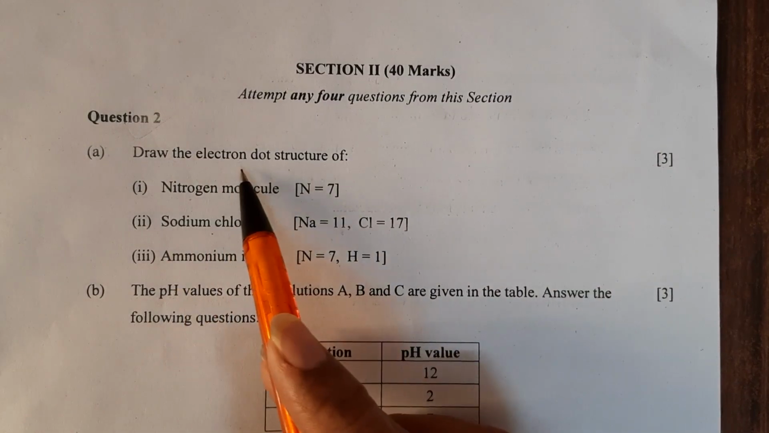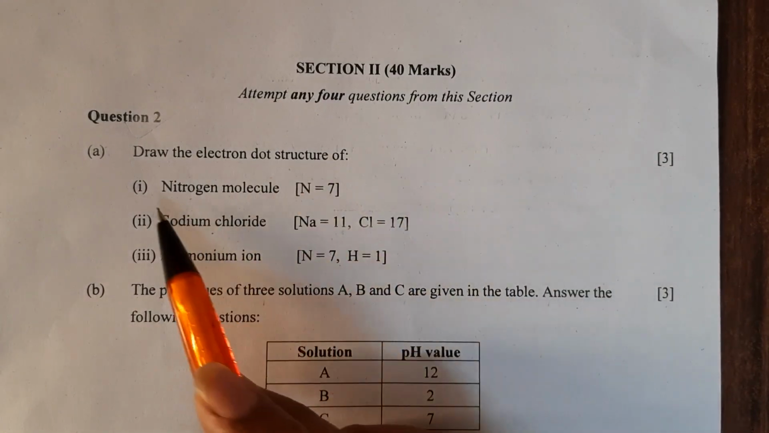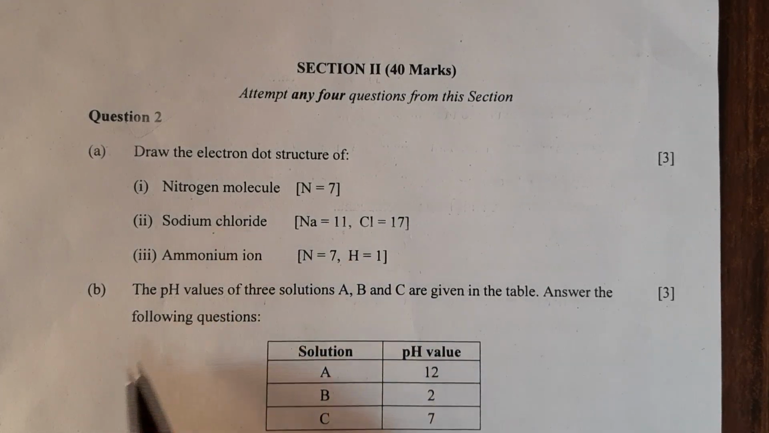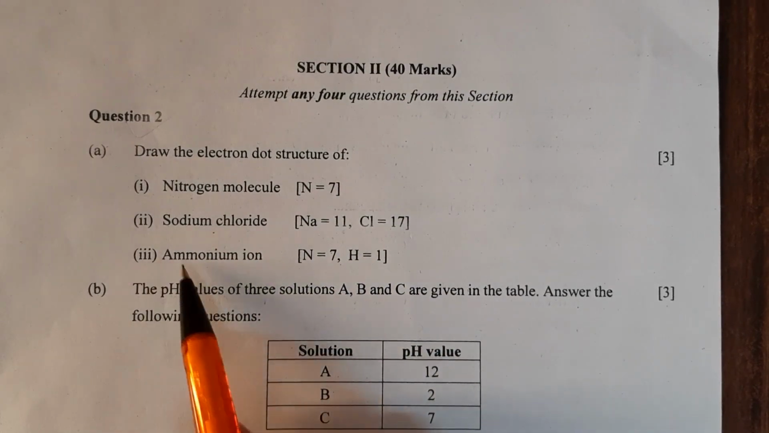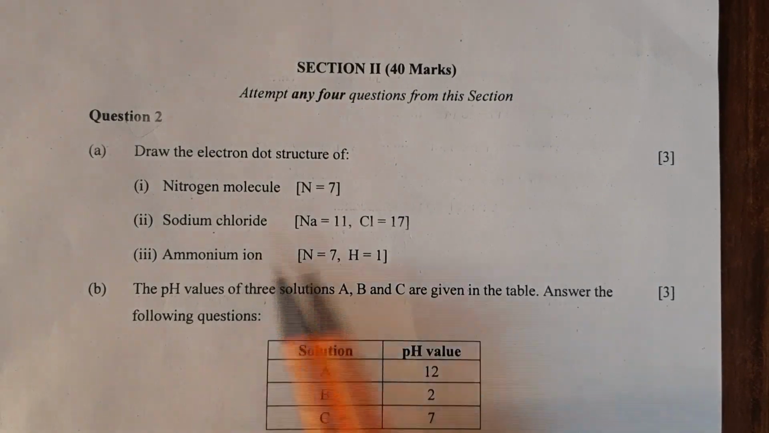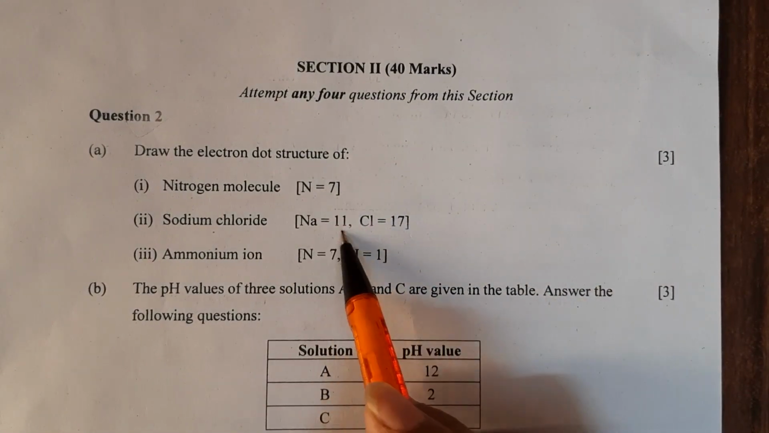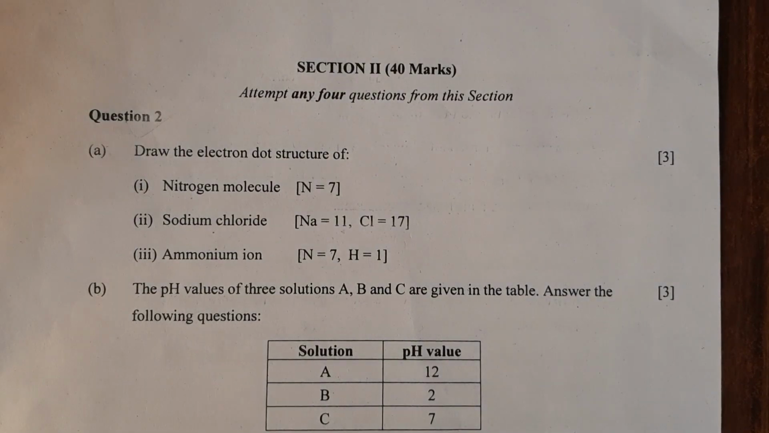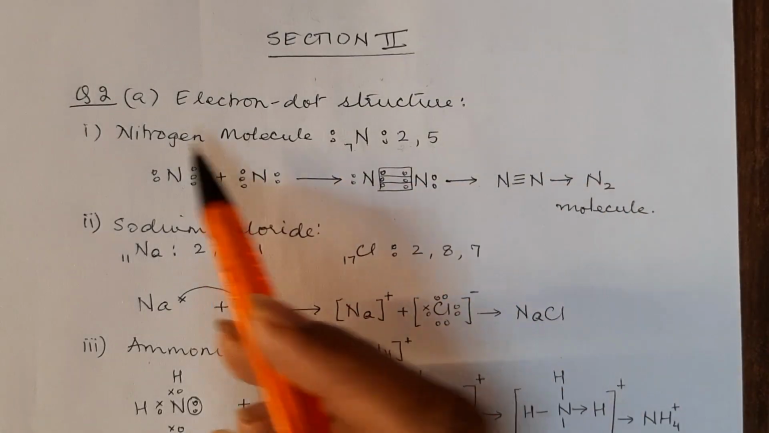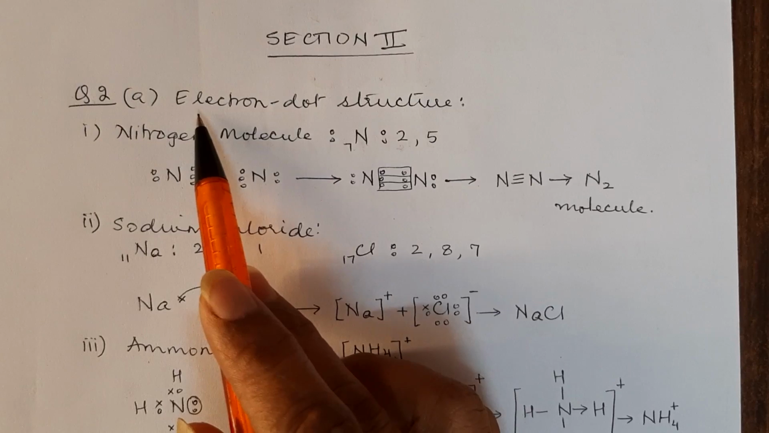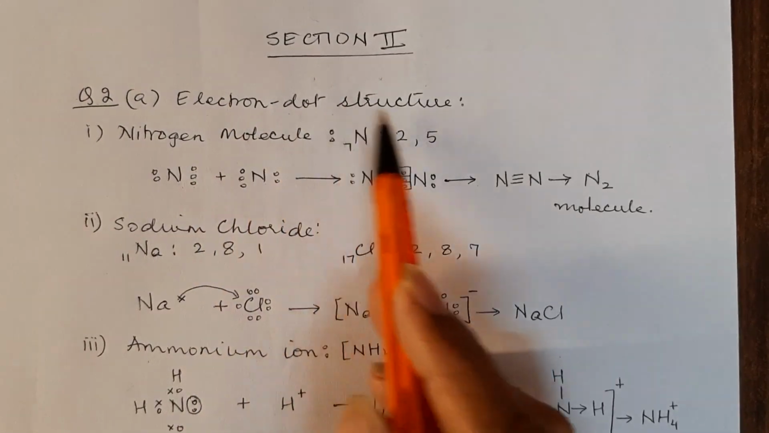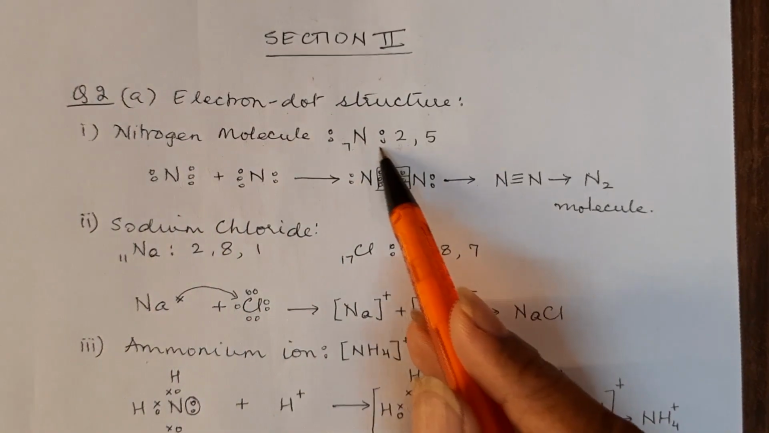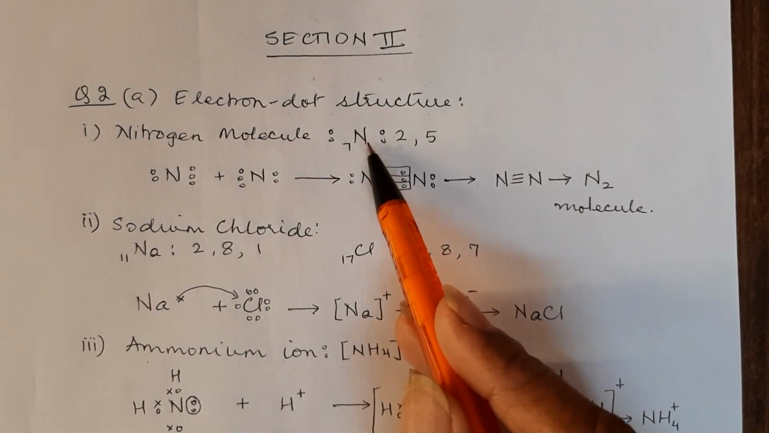It asks to draw the electron dot structure of number 1, nitrogen molecule, number 2, sodium chloride molecule, and the third one is ammonium ion. And here we have the atomic weights given and supplied. Let's see how we write this. So in our section 2, question 2A, we will write electron dot structure, and first one being nitrogen molecule, we will first write its electronic configuration.